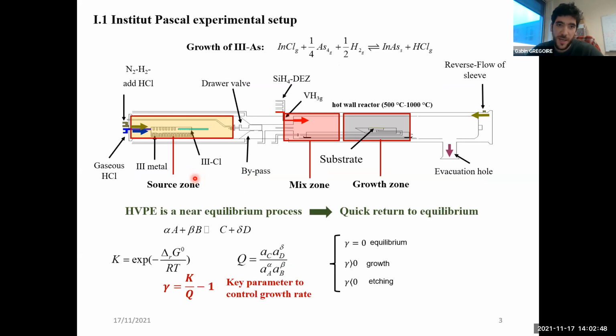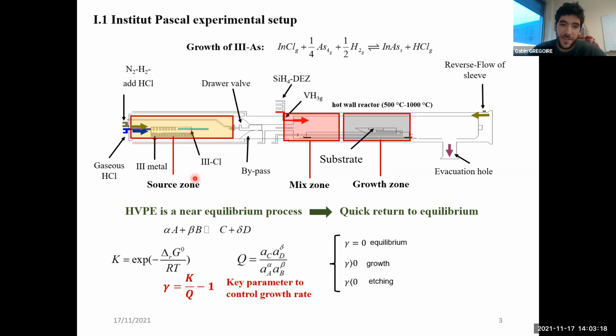At Institut Pascal, we have a customized HVPE reactor. The reactor is made of quartz, divided into 3 main zones. The source zone, where the group 3 elements are produced, which are 3 chlorides. So we flow HCl over a liquid metal at high temperature. Then we have the mix zone, in which the group 5 element is introduced, which is arsine, and arsine is fully decomposed into As4 at high temperature. And finally, you have the growth zone.